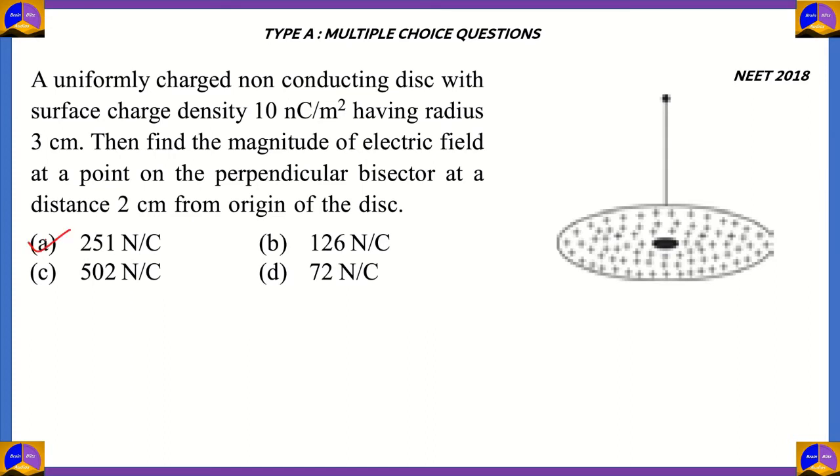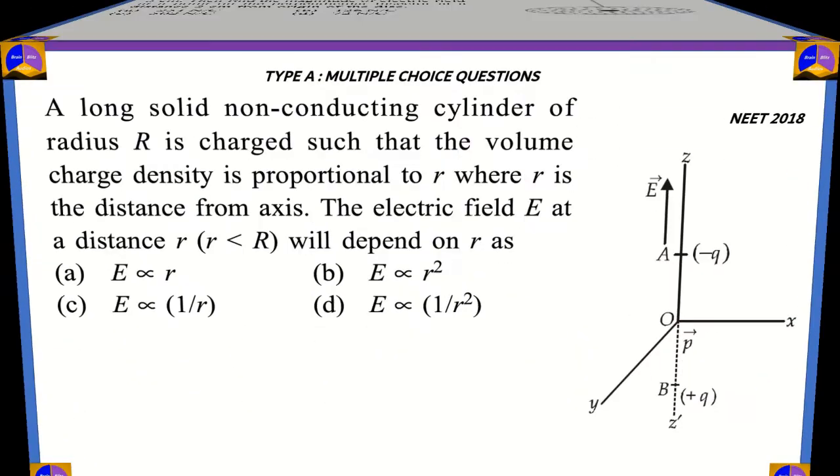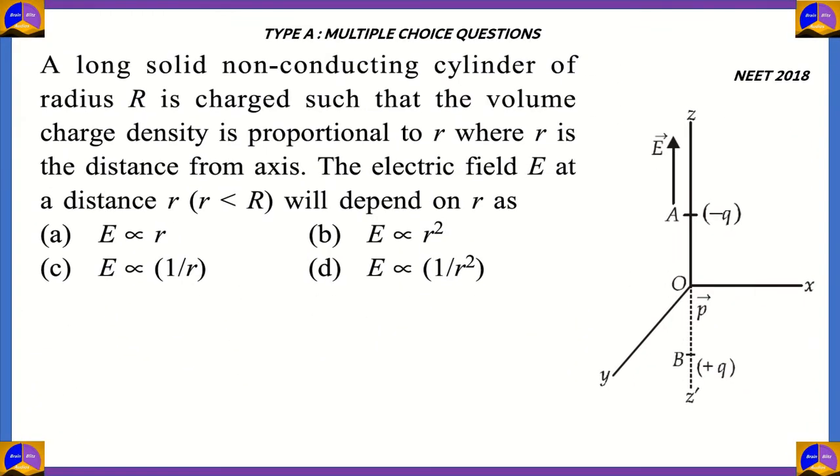So option A, 251 newtons per coulomb, is what we get when we do this division. So option A is the correct option for this question asked in 2018. Next question, again from 2018.